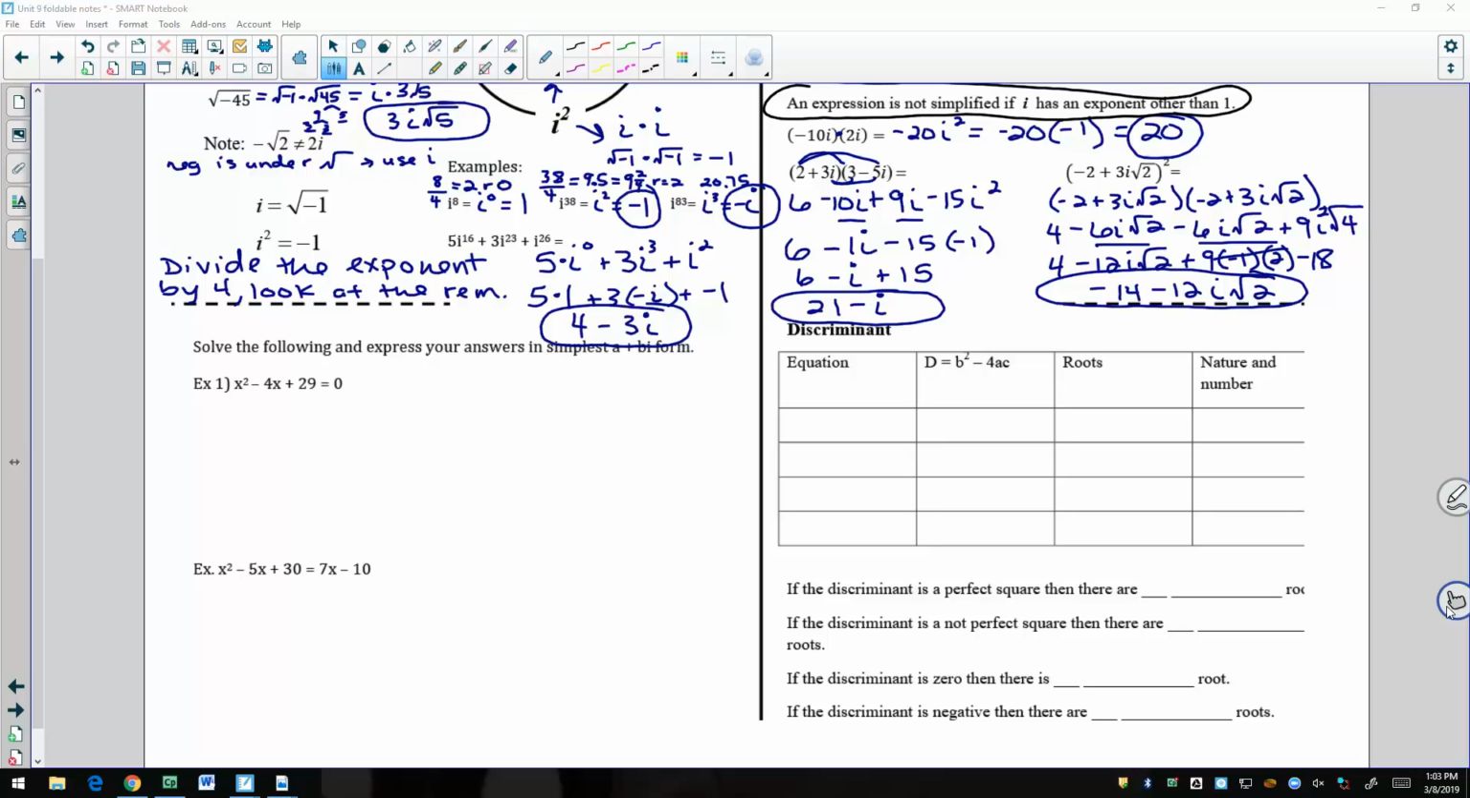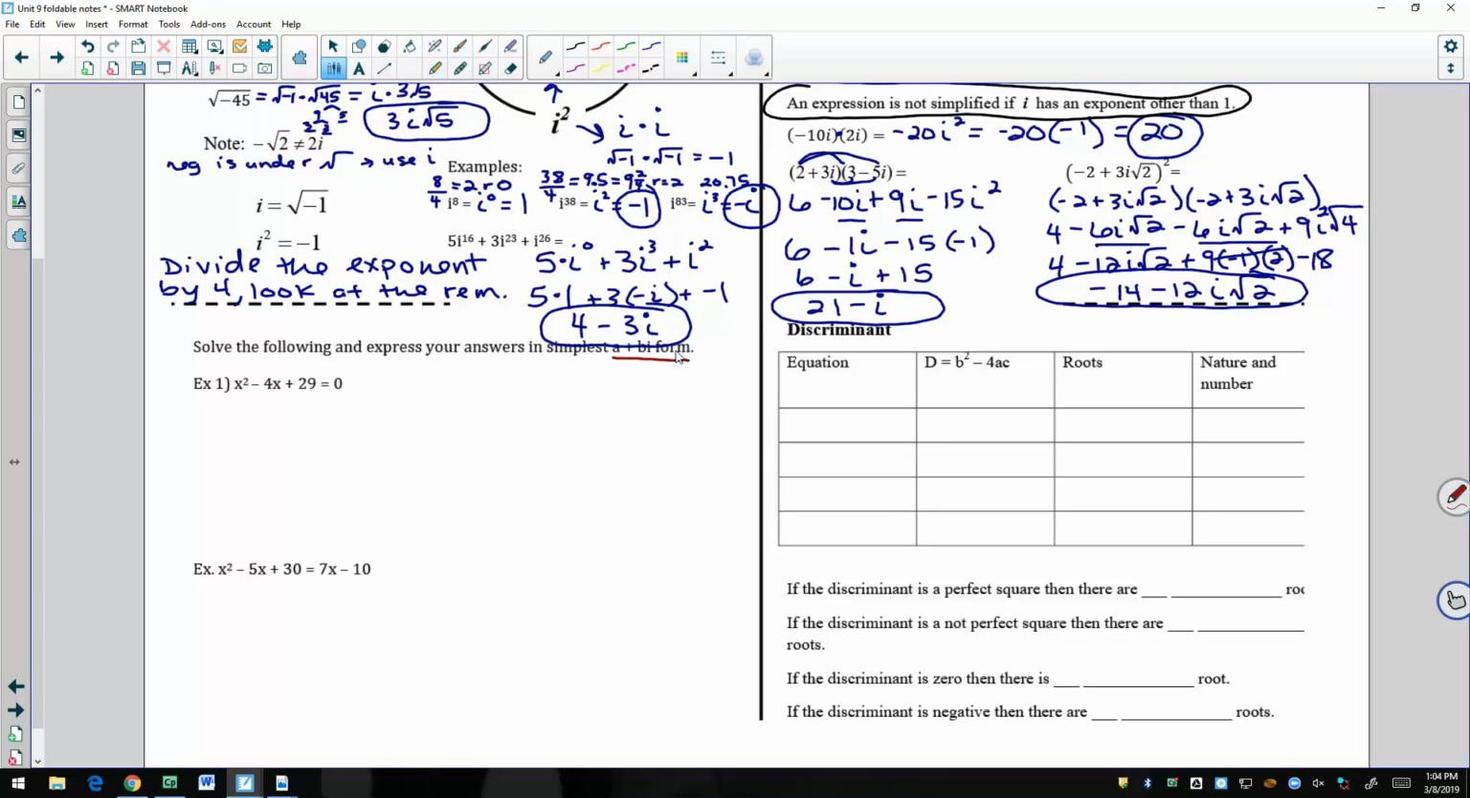This video is on lessons 3 and 4 from Unit 9, and it's kind of more of the same of what we did in lessons 1 and 2. So if you follow along, I'm going to start on the left side of the bottom of your foldable notes sheet. And the first part asks you to solve the following. So solve means find an answer for x. And this right here, the next part of the sentence, express your answers in simplest a plus bi form.